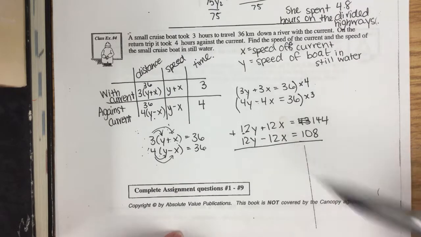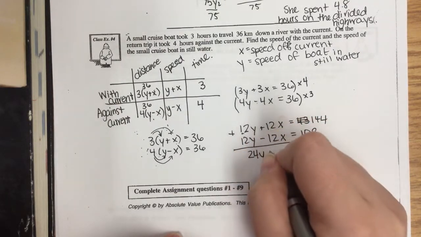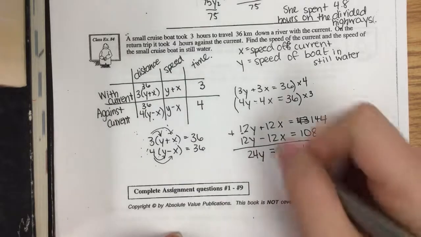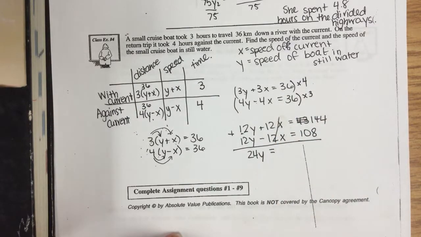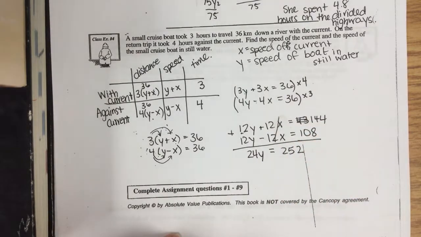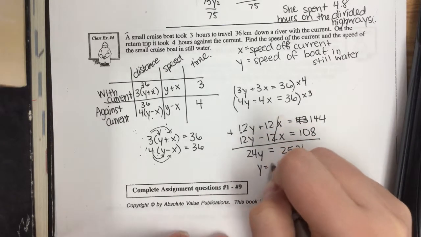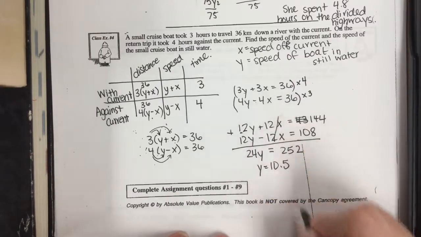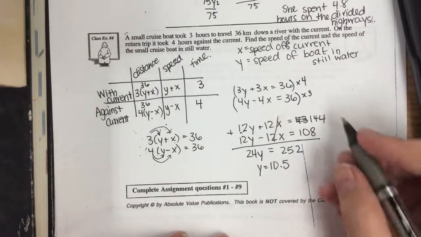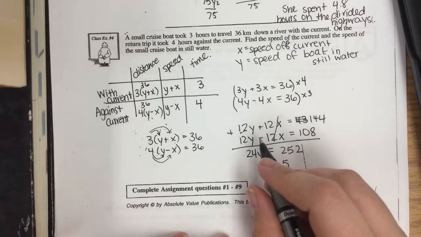So 12 plus 12, 24y. Positive 12 plus negative 12 is gone. It's eliminated. X is 144 plus 108, 252. I'm going to divide by 24. 252 divided by 24 to get my solution for y. Y equals 10.5. And then I'm going to go back and solve for x, any one I want.